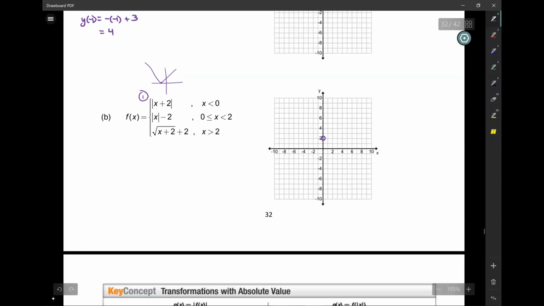Now, I'm only graphing this much of it. Okay? So, when x is -2, it's 0. And then it goes up this way. So it looks like this. Right? So that's what that looks like. So that's an absolute value of x plus 2, but only part of it is graphed. Okay, then here, number 2.